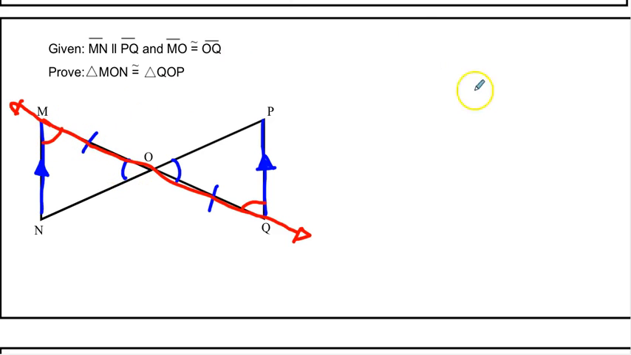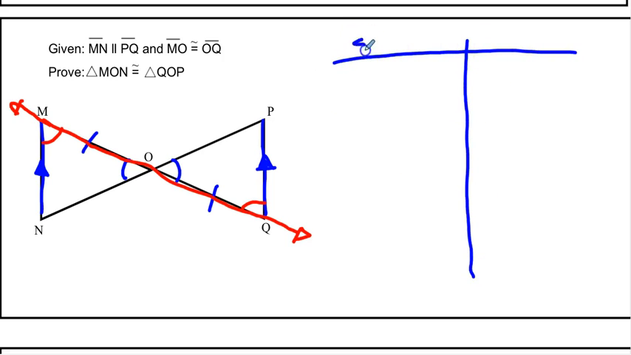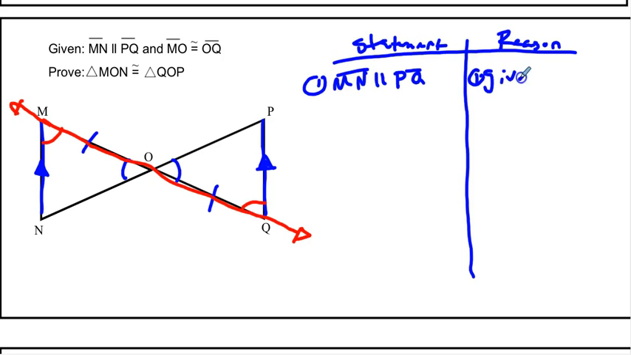So let's just write out our proof. All right, let's write this on out. Statement. Remember that guy? Oh, that's your old friend, reason. Remember him? And the first thing we're going to do is write our givens. MN is parallel to PQ. Okay, we're just going to write that out. That is a given.